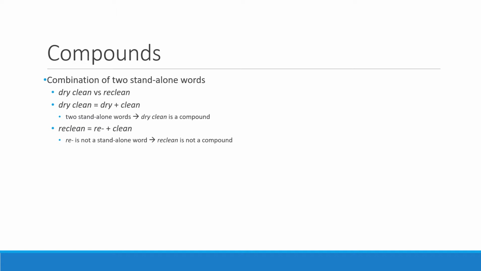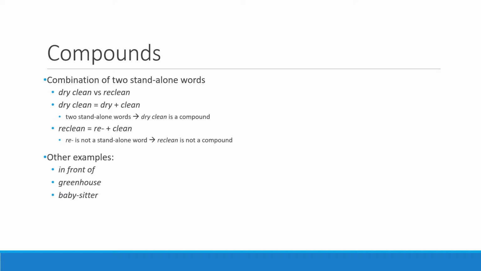Versus re-clean. Re plus clean: re is not a standalone. It's a bound morpheme. It has to bind to something else. And clean is a standalone, or a free morpheme. So re-clean is not a compound word, but dry clean is a compound word.